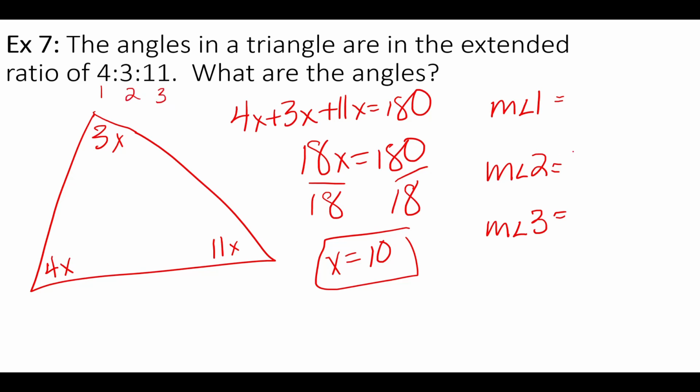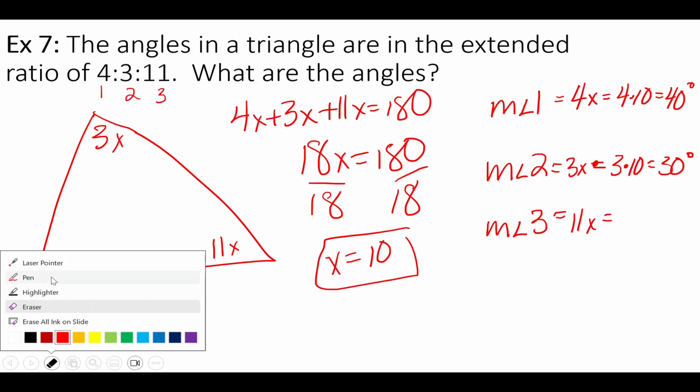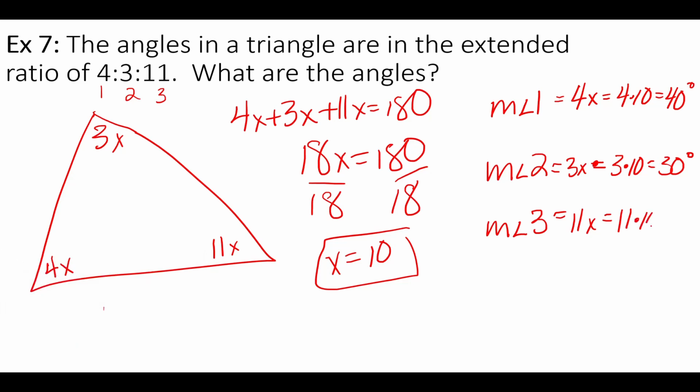So the first angle was 4 times x, or 4 times 10, which is 40 degrees. Measure of angle 2 would have been 3 times that scale factor of x, which is 3 times 10, or 30 degrees. And that last angle would be 11 times the scale factor, which we found out. Oops, I don't know why I put a 3 there. 11 times 10 for that last angle. 11 times our scale factor for 110 degrees. 40 plus 30 plus 110 does get us back to 180.